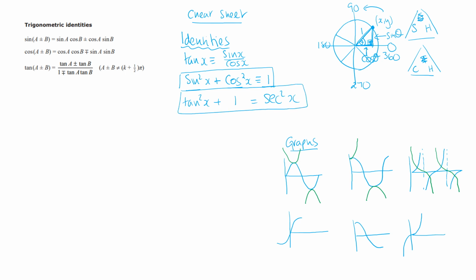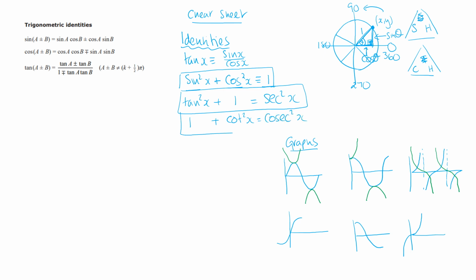identity that you use. And then similarly, if you divide through by sine squared now, you will get 1 plus cos over sine, which is going to be cot, and then 1 over sine, which is going to be cosec.